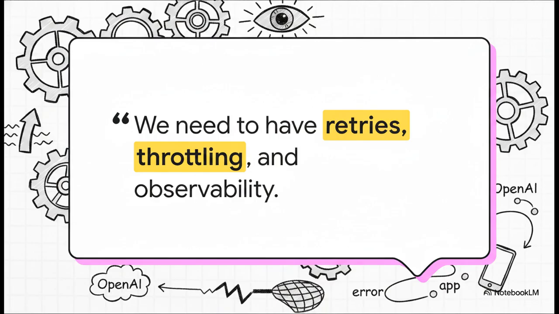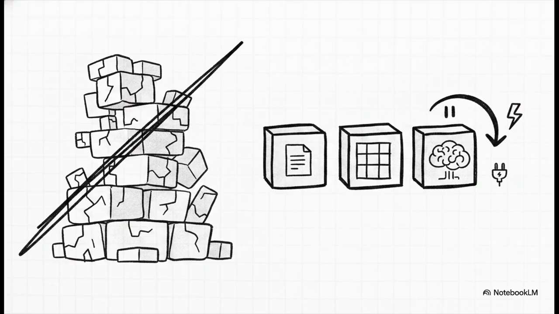To quote them directly, when we actually want to go to production, we need to see what's happening. We need to have retries, throttling, and observability. Without this layer, a simple timeout from OpenAI just results in a dead app and a really angry user. But with ingest, the app intelligently manages that traffic and catches those errors. And this brilliantly illustrates how ingest actually achieves that resilience.